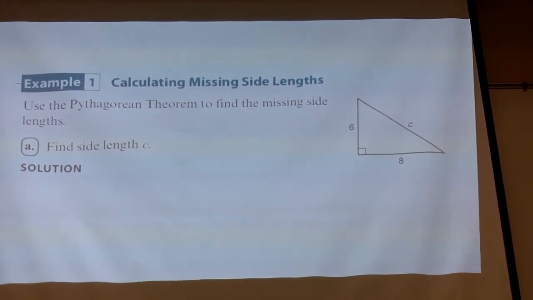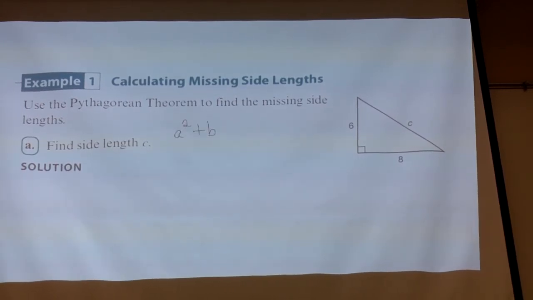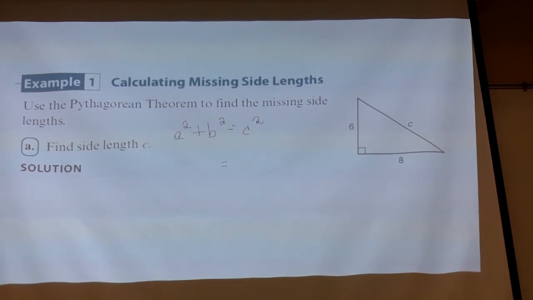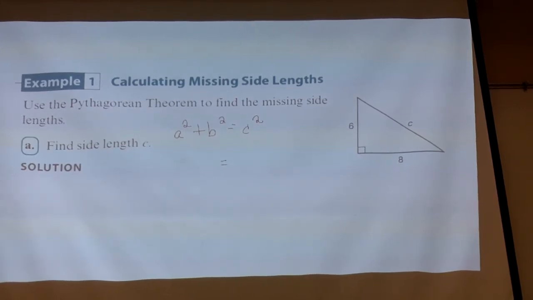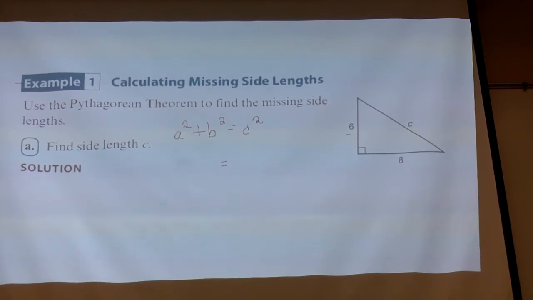All right. I'm going to start solving this thing. We're going to write down the algebra, which is a squared plus b squared is equal to c squared. It doesn't matter which leg you say is A and which leg you say is B, as long as you have both legs on one side of the equal sign and you're adding them together. Normally the one that comes first, like if you're reading a sentence, I usually say that's my A. So it's going to be 6 squared plus 8 squared is equal to c squared.